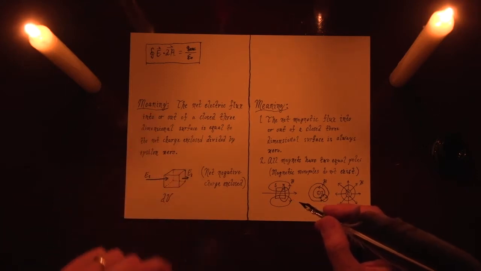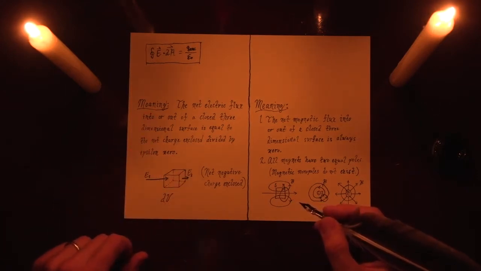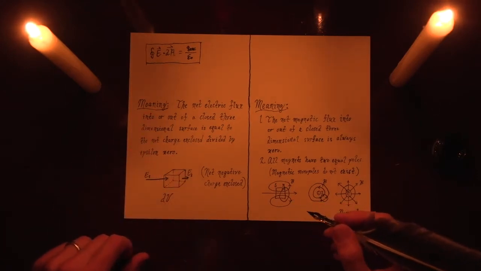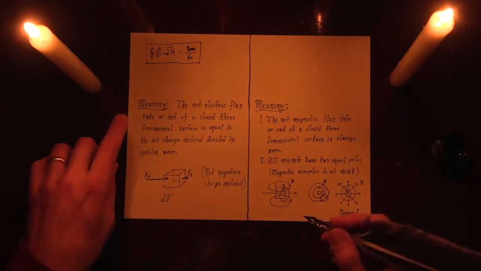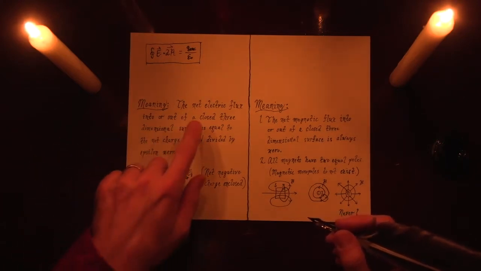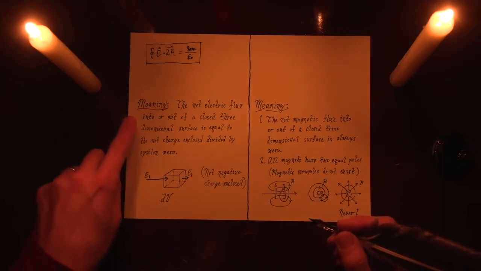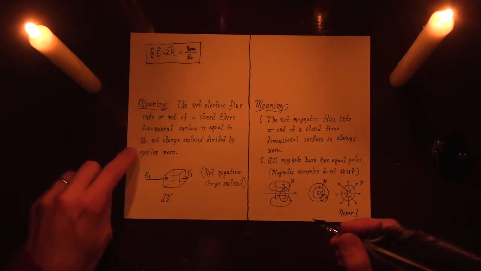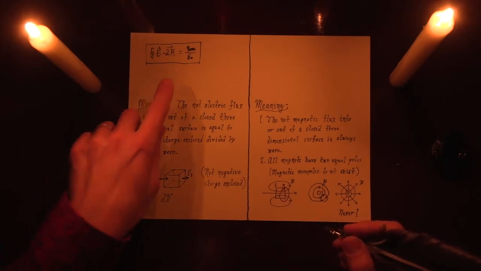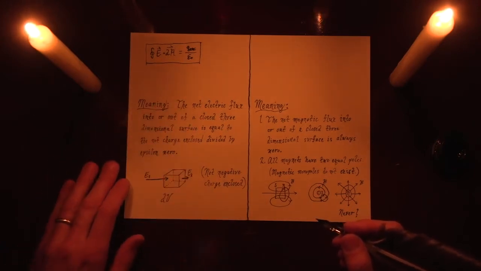So here it is, E dot dA equals Q enclosed over epsilon 0. And you may be thinking that this looks familiar, it looks like Gauss's law, and you would be correct. And so the meaning of this equation is that the net electric flux into or out of a closed three-dimensional surface is equal to the net charge enclosed divided by epsilon 0. Essentially, all I'm doing is reading that equation, what it says mathematically.